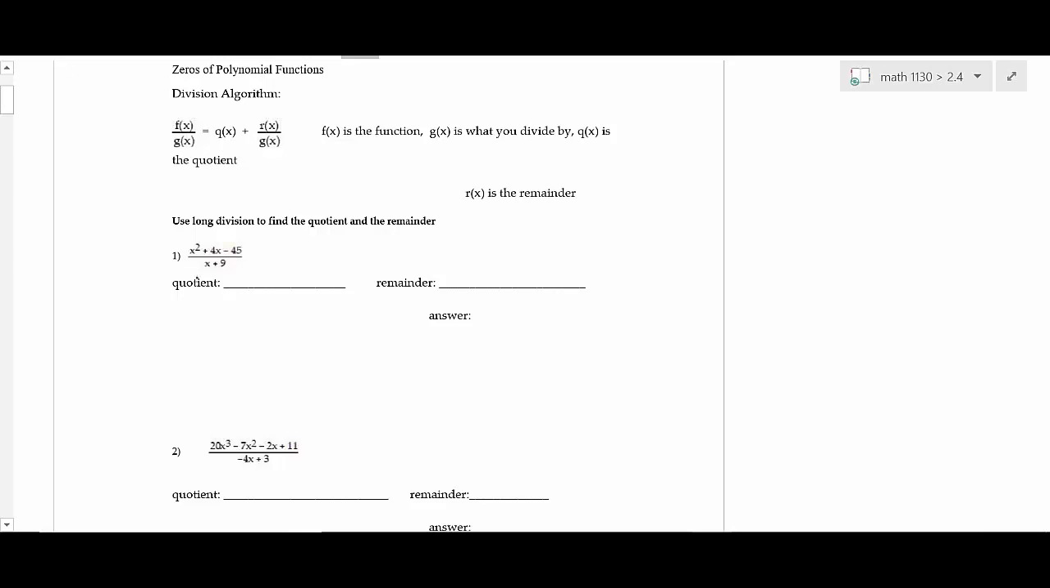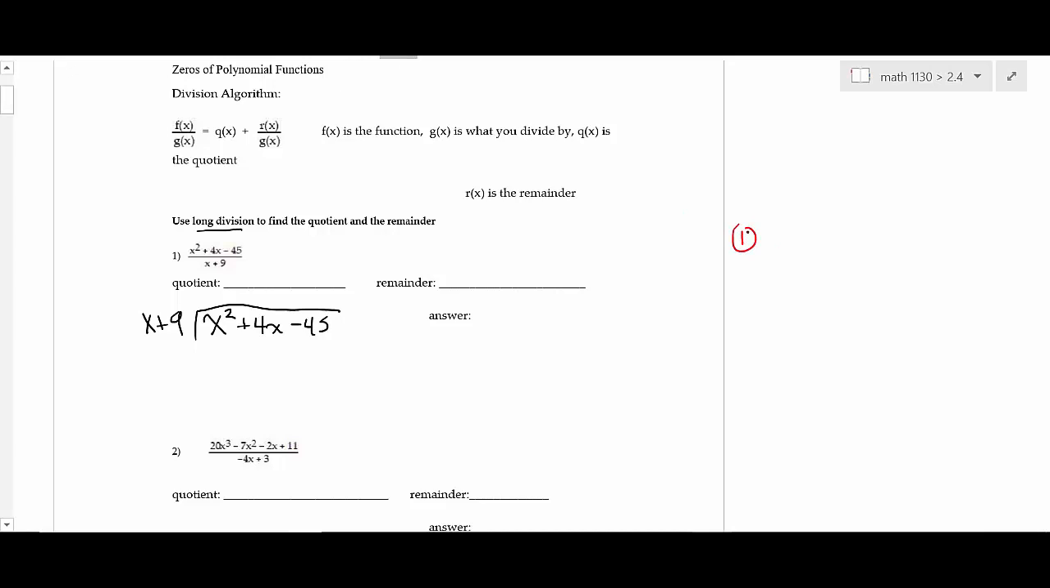It depends on your background how much of that you've done. So we're going to start by doing long division instead of synthetic and talk through that. You start this problem by writing down x squared plus 4x minus 45, and then we're going to divide that by x plus 9. Now you may or may not remember how to do this.